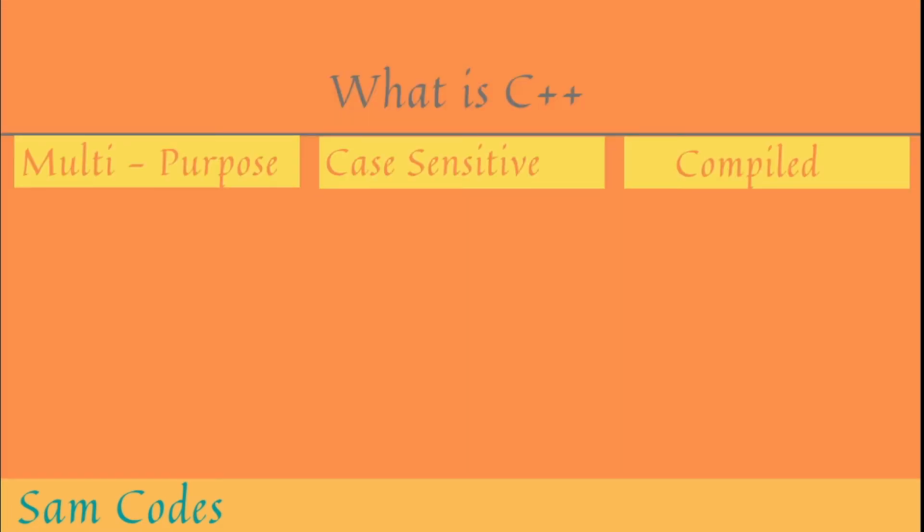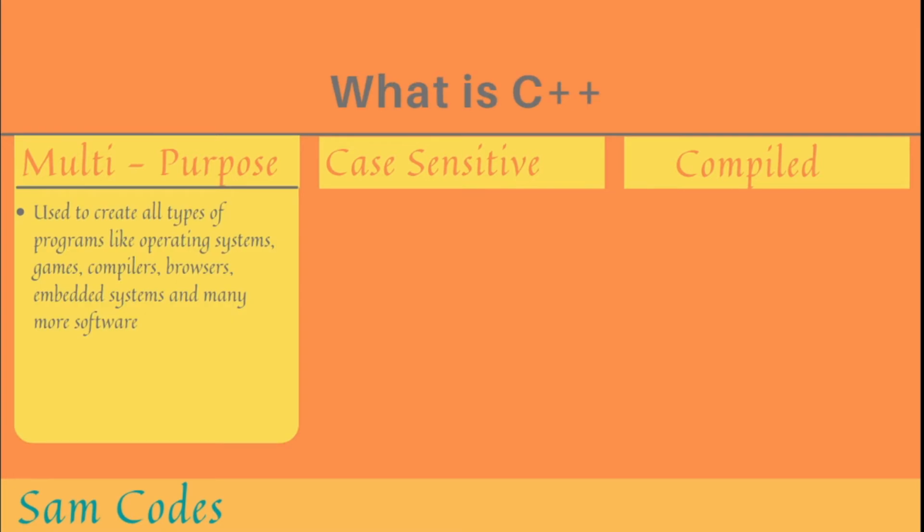Now, what is C++? C++, as we can see right here, is a multi-purpose language, it's a case-sensitive language, and it's also compiled. Now, what do I mean by multi-purpose? What I mean by multi-purpose is that it's a general-purpose programming language. You can use it to build operating systems, games, compilers, browsers, embedded systems, and even many more software. So yeah, this is a really large-scale programming language that you can use for different things.